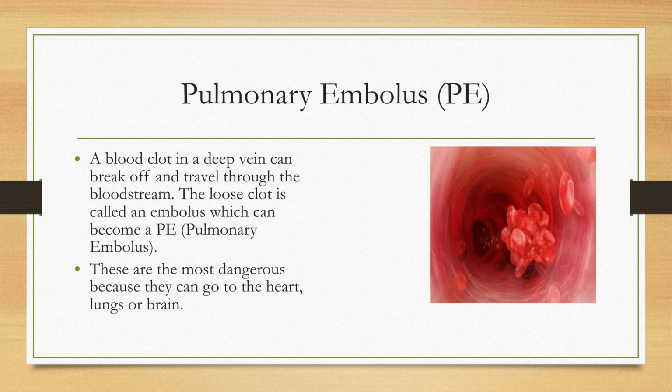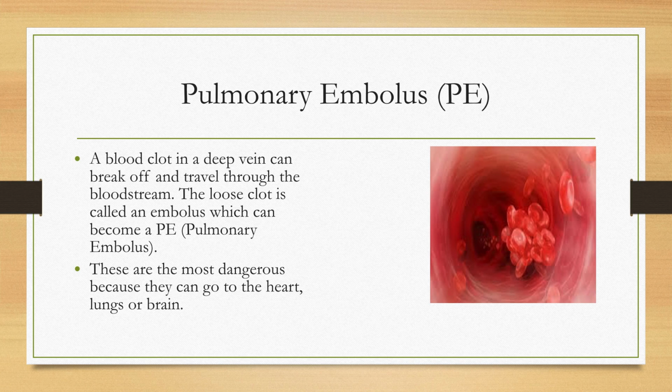A pulmonary embolus is a blood clot in a deep vein that can break off and start to travel through the bloodstream. This loose clot is called the embolus, which can eventually lead to a pulmonary embolus, or a blood clot in your lungs. It can travel through the heart to an artery in the lungs and block blood flow, or even to the brain, resulting in a CVA or stroke.